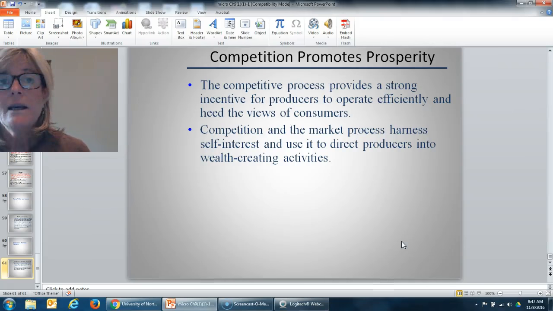Chapter 10 and 11, things start to go wrong. We don't have perfect competition. So we'll start to look at firms with more market power, how they're going to behave differently than in perfect competition.